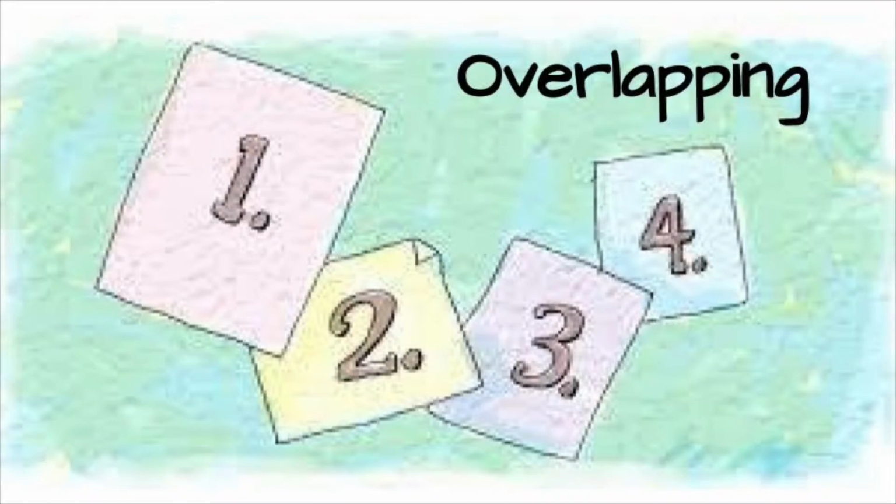When using overlapping, you'll see in the example here that we have paper number 1, which is clearly in front of paper number 2, which is clearly in front of 3, and 3 is in front of 4. And how do we know that? We know that because we have overlapped the different papers to make it look like one is behind and one is in front. This is a technique we are going to use today when we create our monster photo booth.